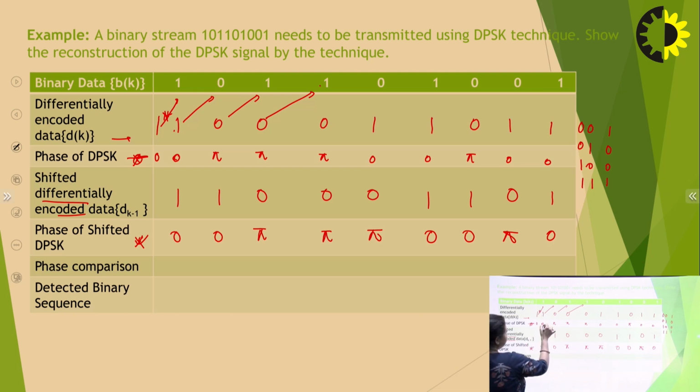Right? So here phase is 0. This one is having 0 phase, but there is no bit, so there is no phase. So we are just not including this; we are comparing these two. So here we are having 0 and 0, so both phases are 0.